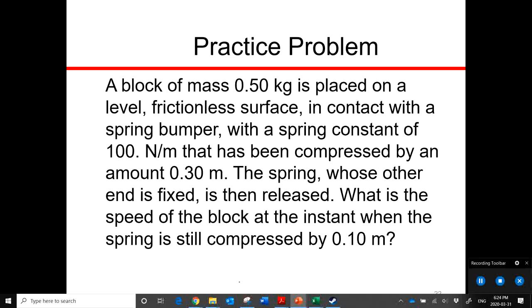It's placed in contact with a spring bumper that has a spring constant of 100 newtons per meter and has been compressed by an amount of 0.3 meters. The spring, whose other end is fixed, is then released. So what's happening here, I'll draw it down at the bottom, is we have a spring attached. Imagine the spring is just attached to a wall. Okay, and there's a box on the end of the spring at rest on a frictionless surface.